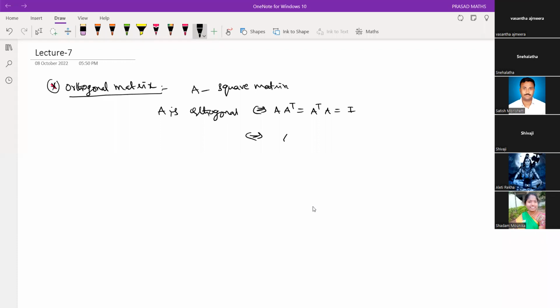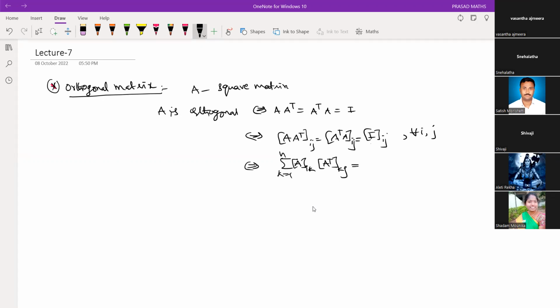That is the same as saying that the ij-th entry of A times A transpose is equal to the ij-th entry of I. This is true for every ij, right? That means this is a product of two matrices, one is A, one is A transpose. Therefore, what is the ij-th entry of the product? Summation k equals 1 to n, the ik-th entry of A and the kj-th entry of A transpose, equals this one.